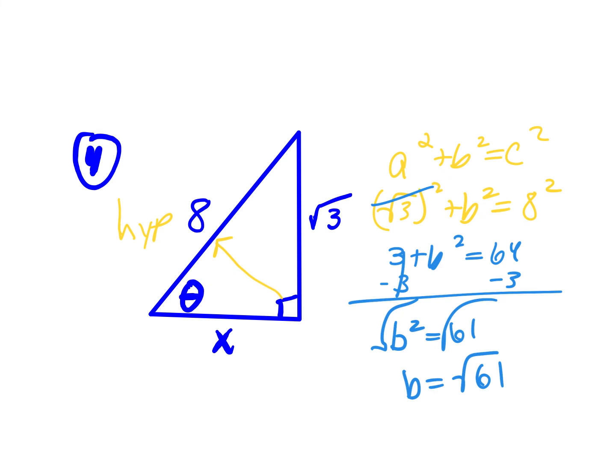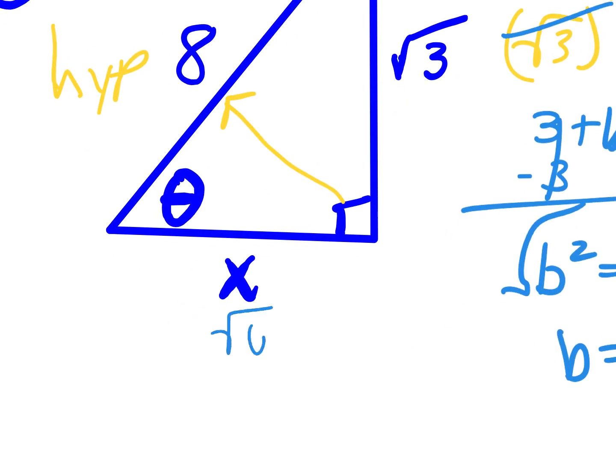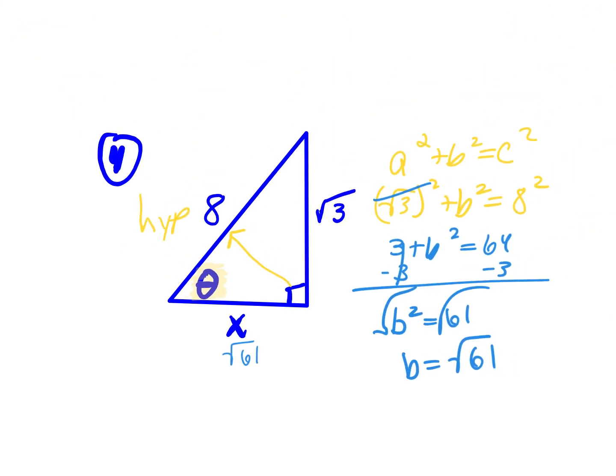So 61 divided by 9. Decimal. 61 divided by 16. Decimal. 61 divided by 25. Decimal. Is this going to break down? Nope, so just leave it. So this is the square root of 61. So identify first your theta. Where is theta? It's right here. So what is the square root of 3?